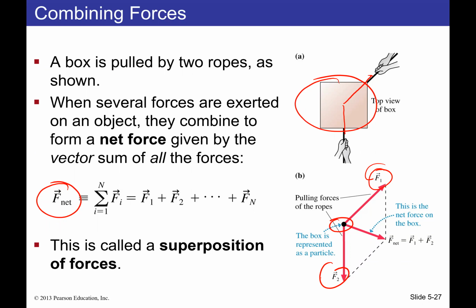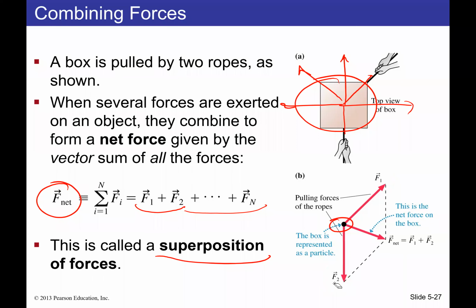So what is then the net effect? The net effect is the vector sum of those two forces, which in this case is F1 plus F2. But if you have more, maybe F3, F4, F5, F6, whatever, it's the vector sum of all the forces, okay? Which means you are looking for what we call the superposition of forces, the net effect.